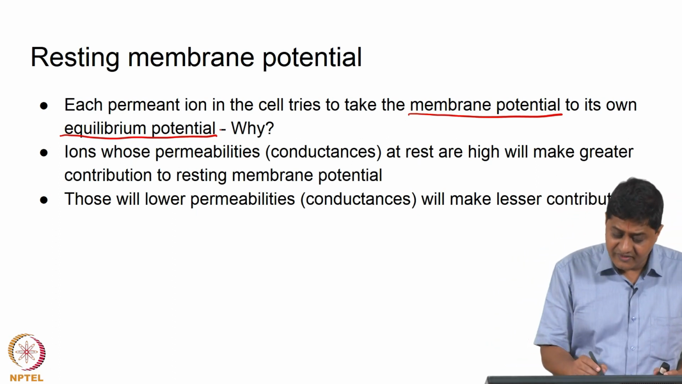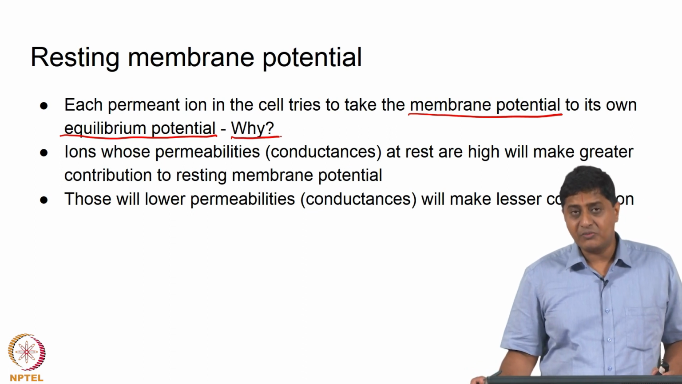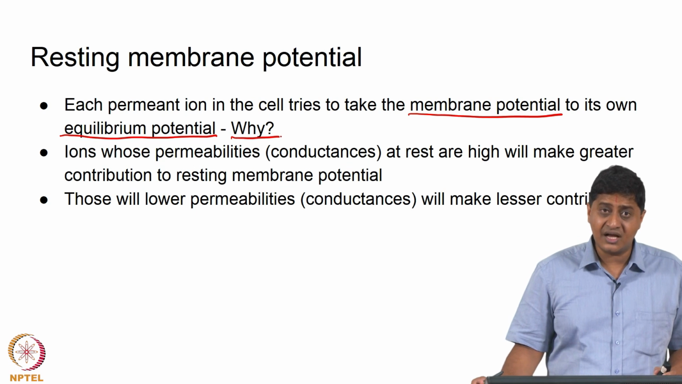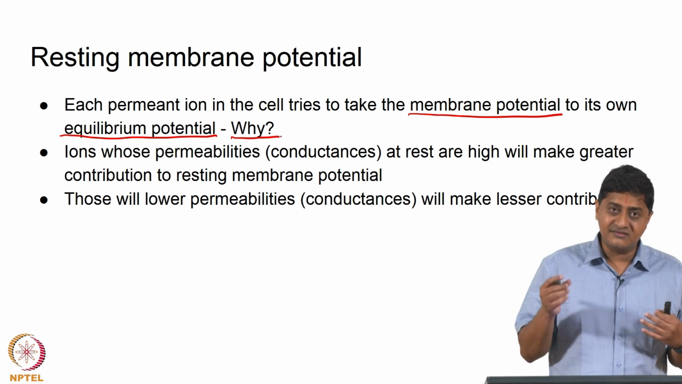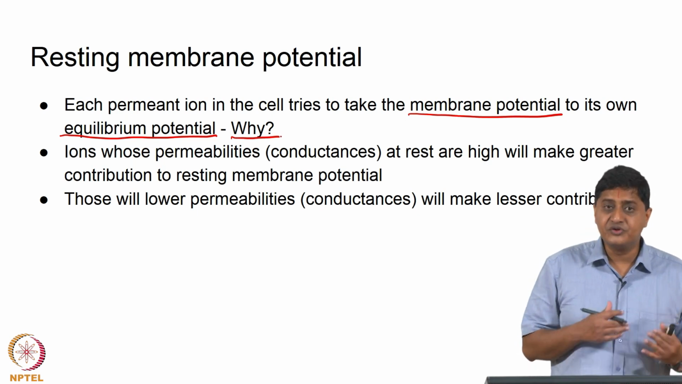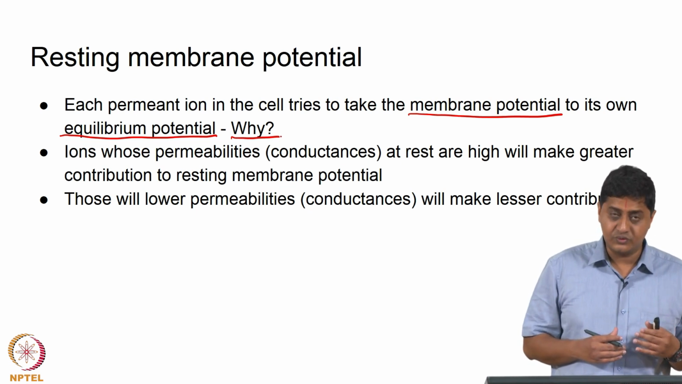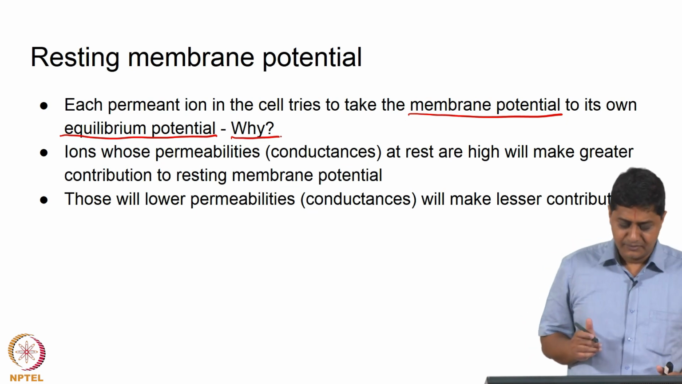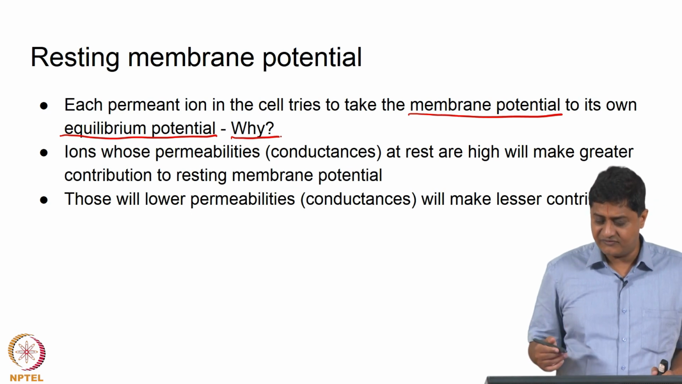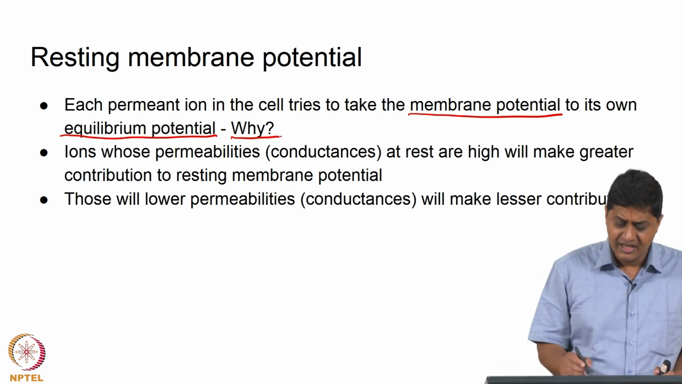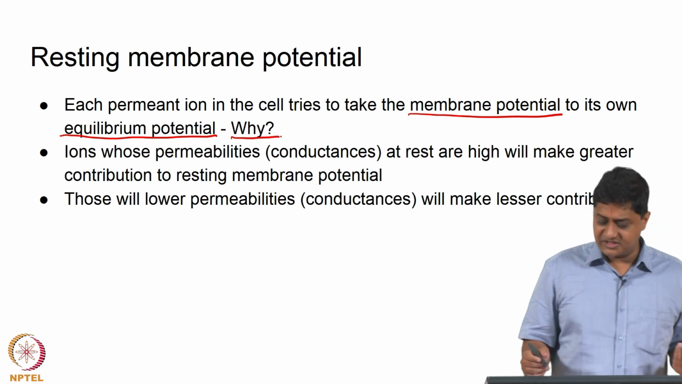So, why is it that each permeant ion tries to take the membrane potential to its own equilibrium potential, because at that point it does not have to move, there is no need for it to move, because that is the point at which the force due to the electrical gradient exactly matches the force due to the concentration gradient for that ion, is it not? And it turns out that the ions whose permeability is at rest or high will make greater contribution to resting membrane potential. That is something that we will have to justify in the future slides, we will do that. And those with lower permeabilities will make lesser contributions.